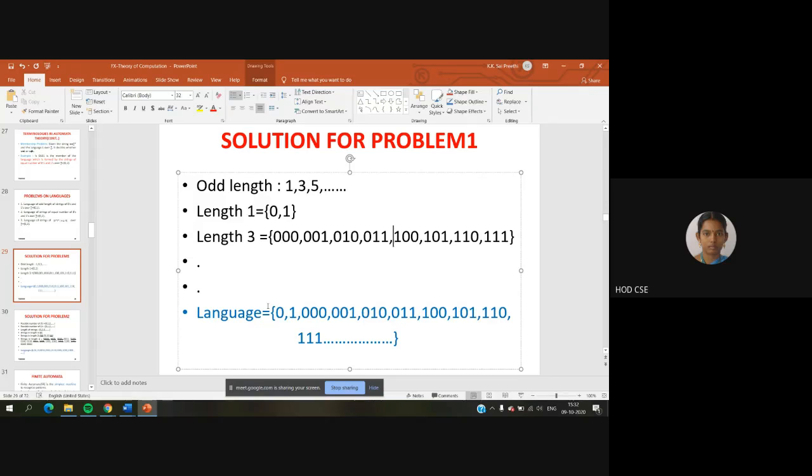The text which is highlighted in blue color is the answer for the question. Any doubts?